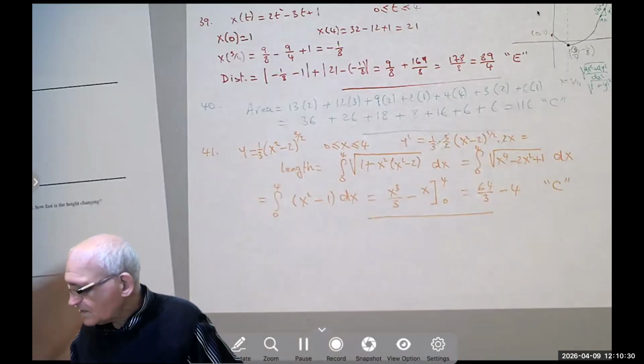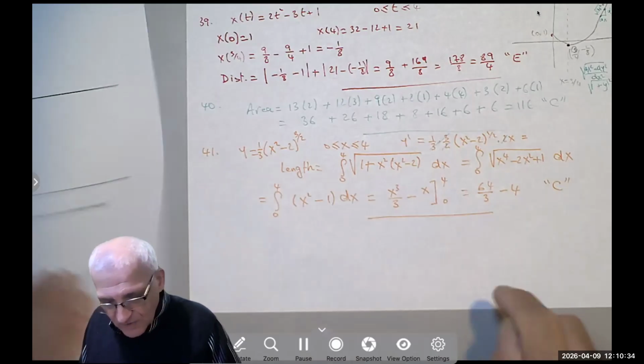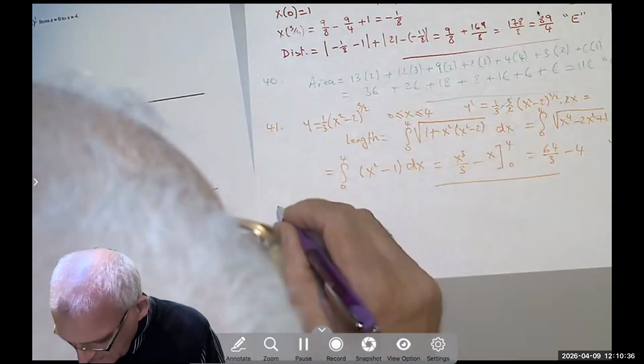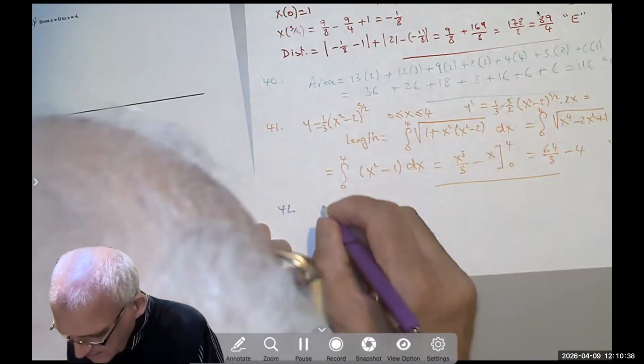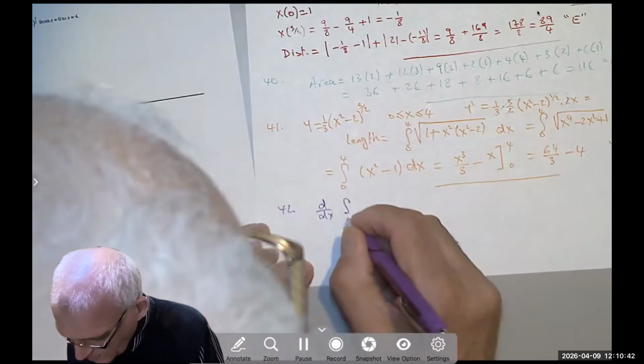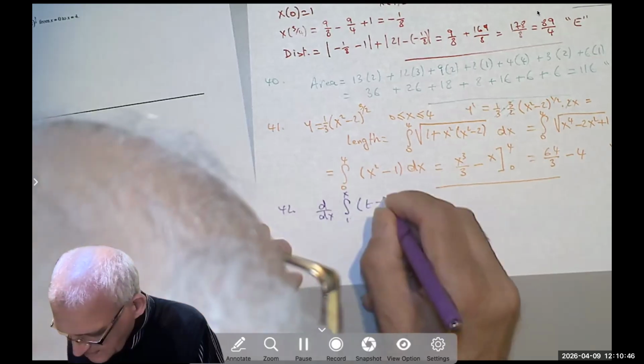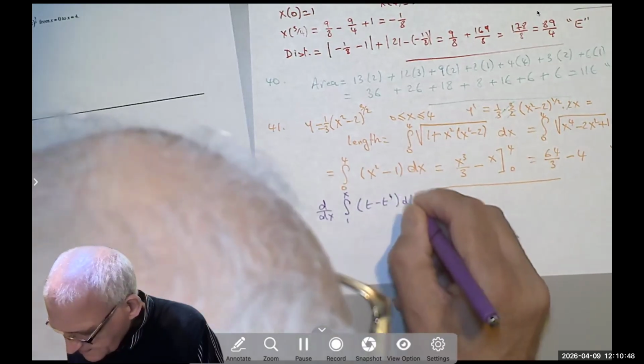Okay, we move to the next one. And the next one says find d dx of the integral from 1 to x of t minus t to the 4th dt.